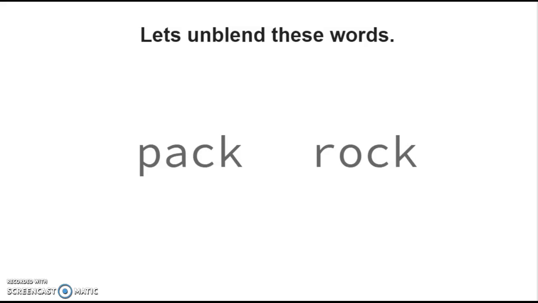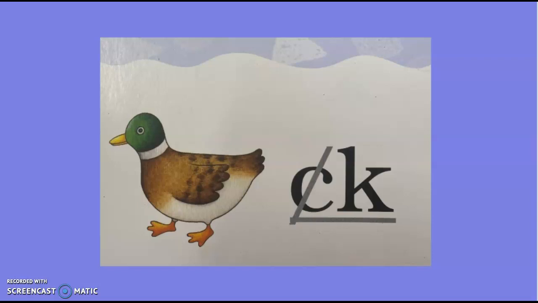Our new keyword for digraph CK ends with K. See if you can guess it. This is a bird with short legs and webbed feet. It likes to swim in lakes and ponds. It says, quack. What do you think it is? A duck. When you see this card, say, duck. K. Say that now. Duck. K.